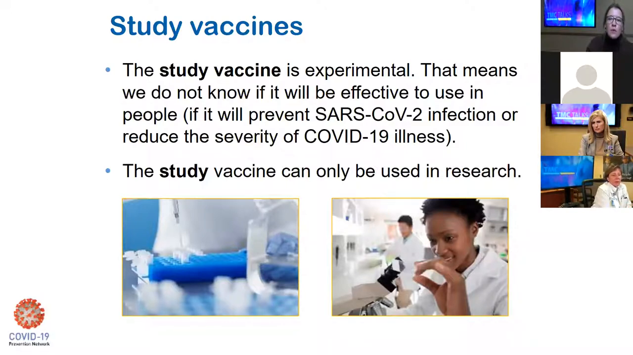The first thing I want to clarify is that what we are doing is studying a vaccine. This is not us rolling out a vaccine to protect the public yet. We are still in the phases where we're trying to evaluate if the vaccine works. So the study vaccine is experimental as of right now. That means we still don't know 100% if it's going to be effective to use in people in either preventing disease or reducing the severity of infection. And a study vaccine can only be used in research.